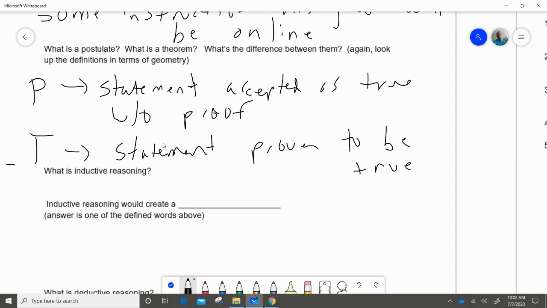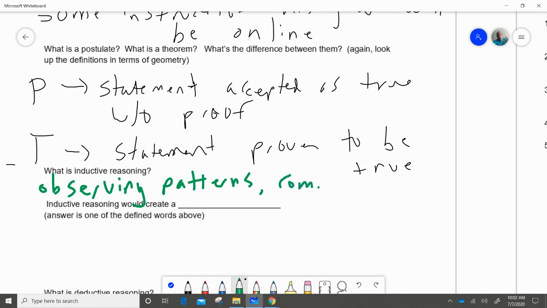All right. So now we're going to talk about inductive reasoning and deductive reasoning. Inductive reasoning. I'm going to go with a different color here, the color green. Inductive reasoning is observing patterns, and coming up with some kind of conclusion based on those patterns.